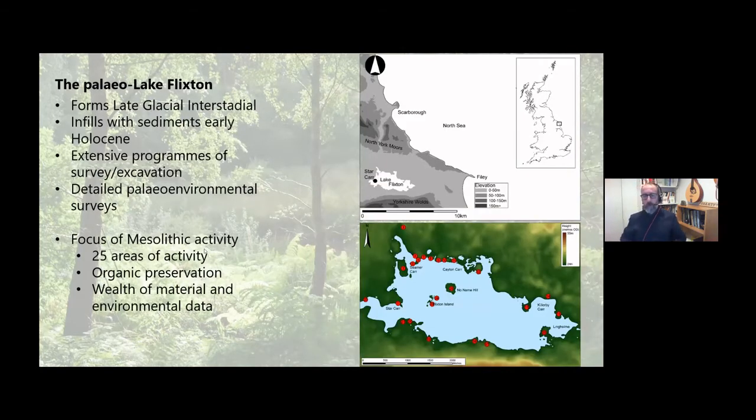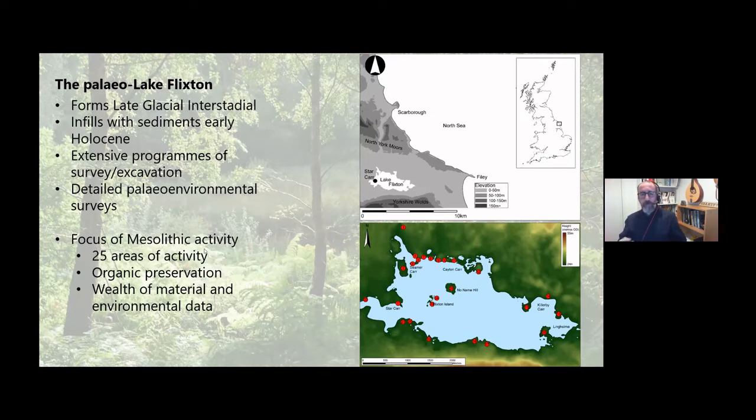To do this, we're going to be looking at the Mesolithic landscape around what we call the Paleo Lake Flixton in the Eastern Vale of Pickering in North Yorkshire. It's called the Paleo Lake Flixton because it no longer exists. It's no longer a lake. It's a fossilized lake, if you like. The area is now largely under agricultural management. It's a sadly drying out peat bog.